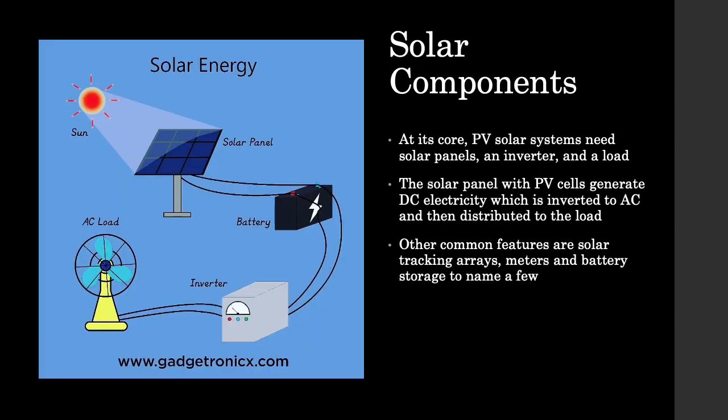There are three main components of solar systems. Every solar system needs a solar panel to house the PV cells and absorb the sun's photons. Then an inverter is used to convert the DC current coming from the panel to an AC current, and then some sort of load on the other end. Other common features include solar tracking arrays, meters to check usage, and battery storage, to name a few.